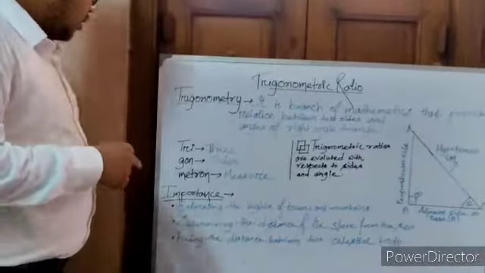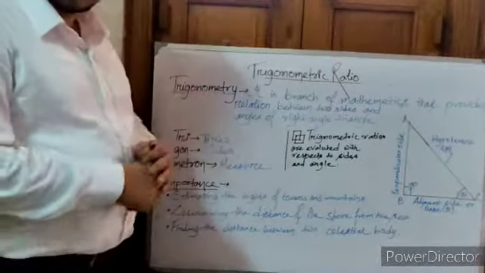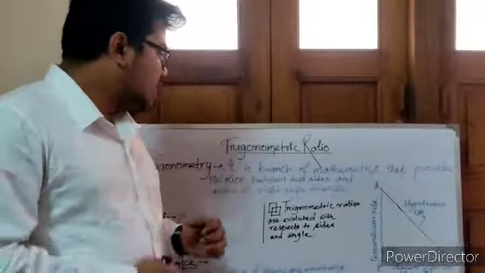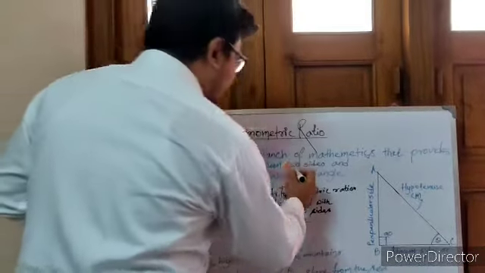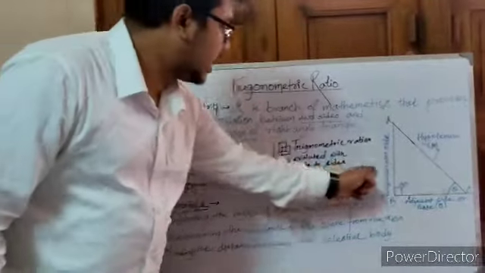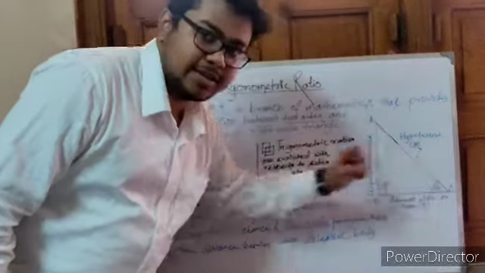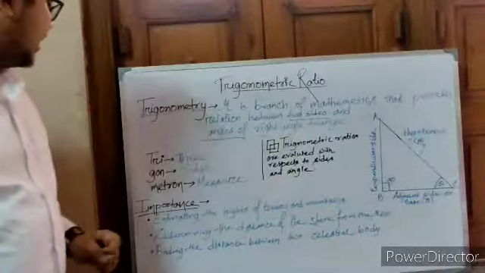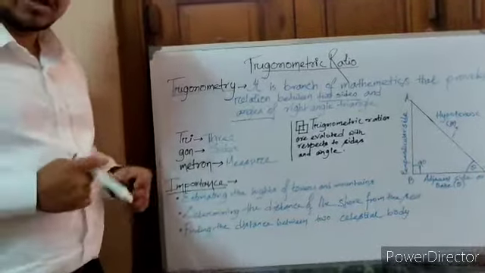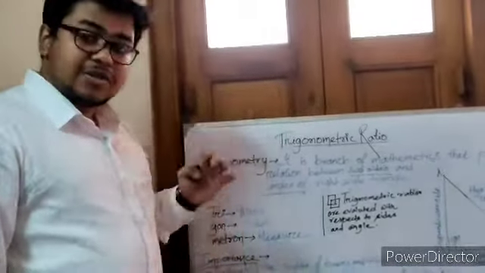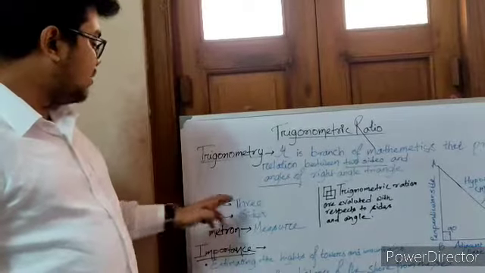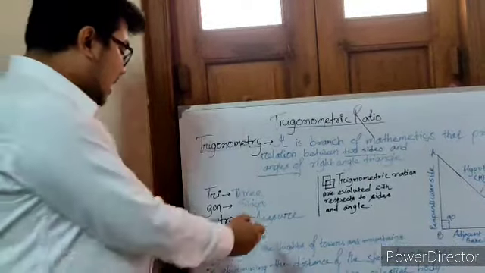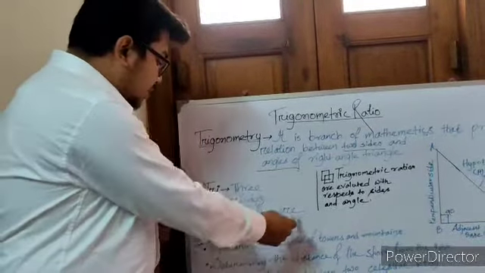And now we will see what trigonometry is. It is a branch of mathematics that provides the relation between two sides and angles of the right angle triangle. These two sides and this angle, we will take this angle theta. Trigonometry has come from the Greek words trigon and metron. Tri means three, gon means sides, and metron means measure.